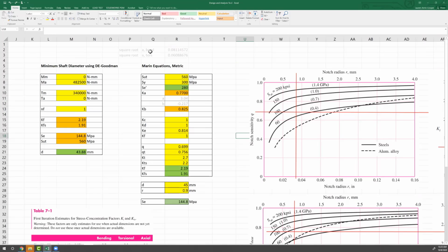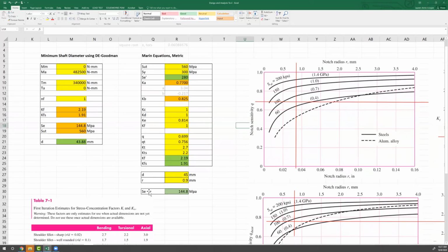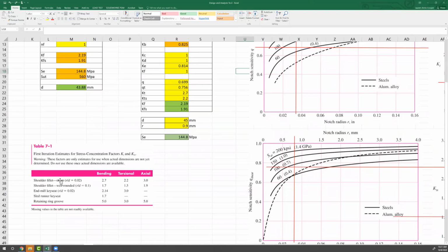You'll see that I have renovated my tool and put in the Neuber equations to get actual values for Q and QT. This is based on the ultimate tensile strength as well as the notch radius. So let's talk first about how to get this notch radius, which is denoted as R. For a sharp shoulder fillet, which is what we're assuming, we have an R over D ratio of 0.02. So all I've done here is in this cell for R, 0.02 times 45 millimeters, our guess for the diameter. That's going to give us a notch radius of 0.9.